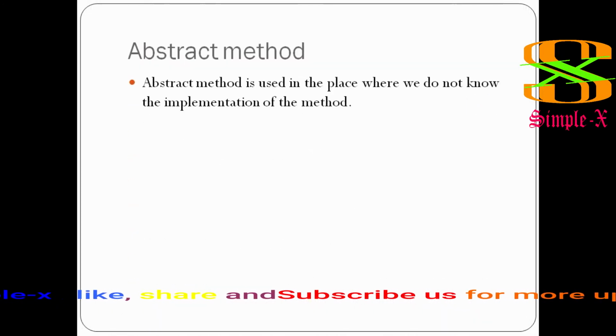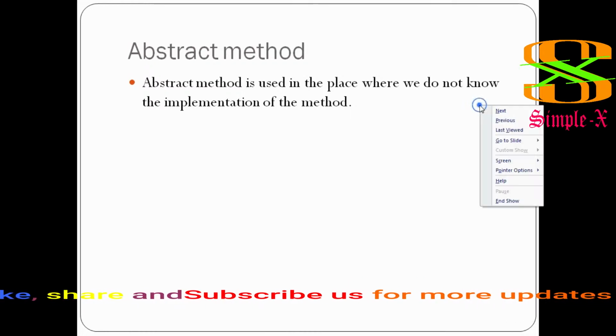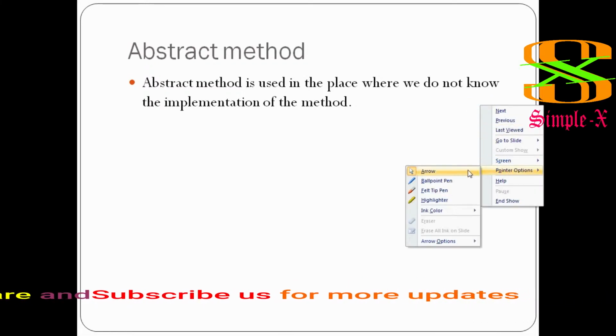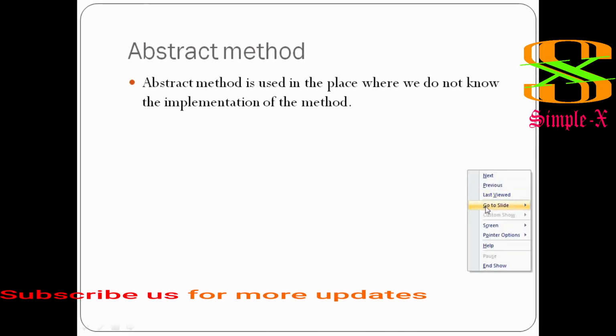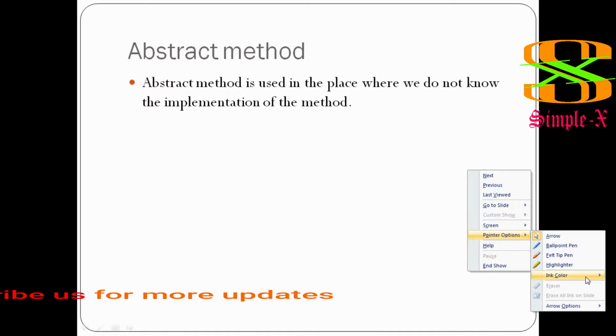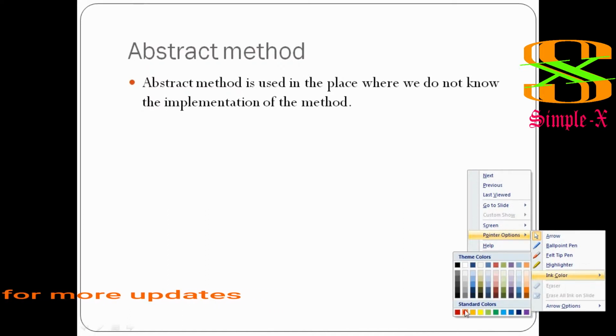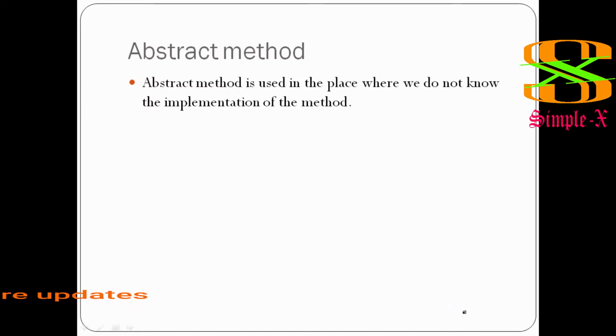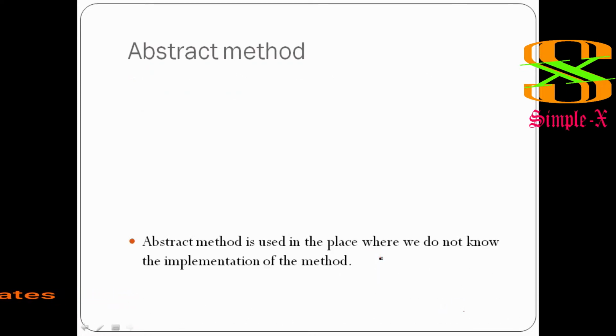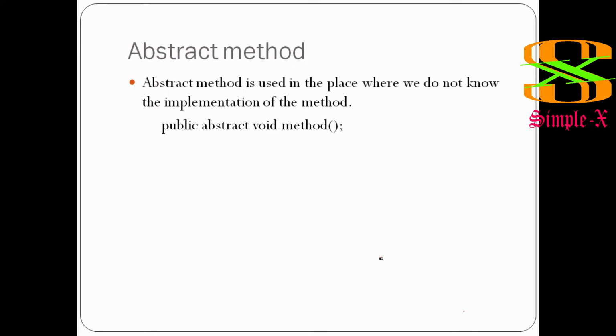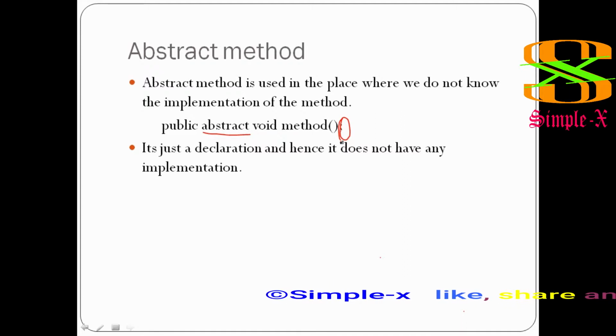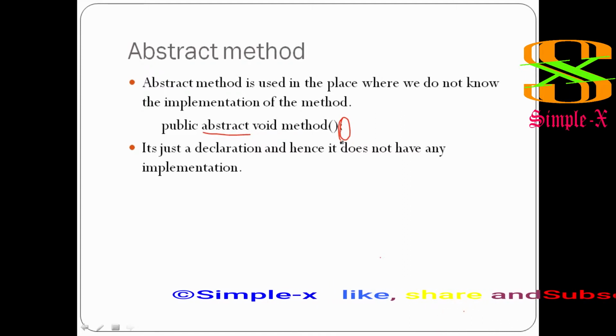Abstract method: I just explained to you about the implementation of the method. If we know that the implementation of the method will come later on, then we use an abstract method. The syntax for this will be public abstract void method. And if we use abstract, that is, there is no implementation, then a semicolon follows at the end. It's just a declaration and hence it does not have any implementation.